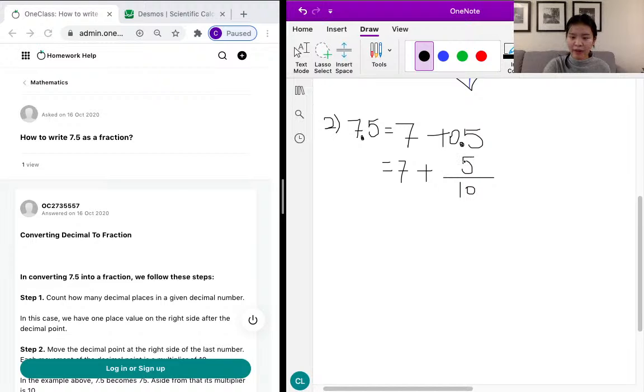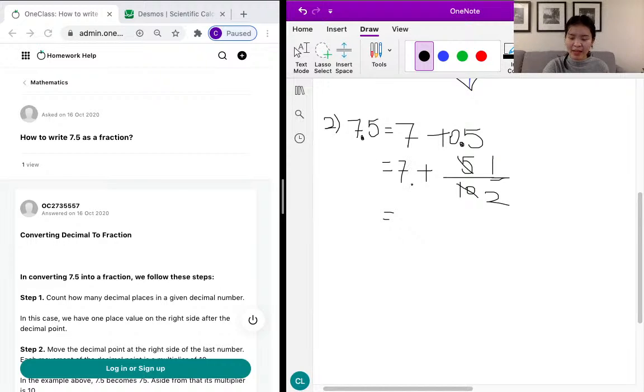And 5 over 10, 5 and 10 have a common factor, and their greatest common factor is 5. So we can divide both the top and the bottom of the fraction by 5. The top is 5, and 5 divided by 5 is 1. The bottom is 10, and 10 divided by 5 is 2. So the fraction 5 over 10 is equivalent to the fraction 1 over 2. These two fractions are equivalent in value.